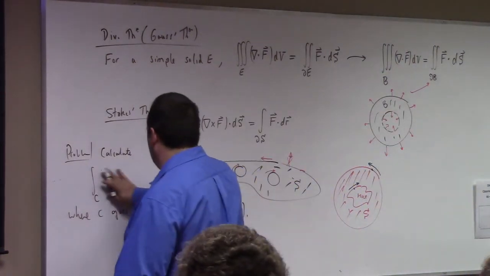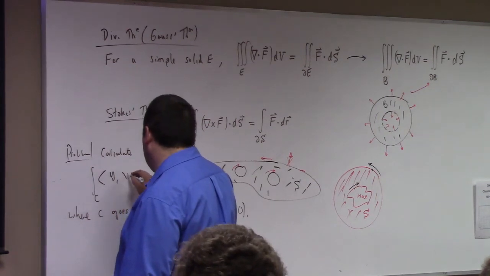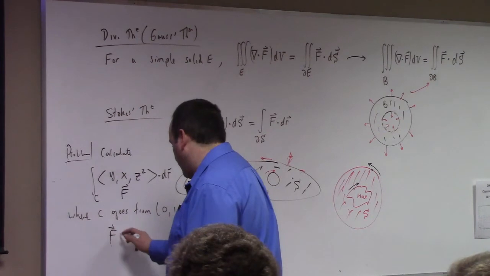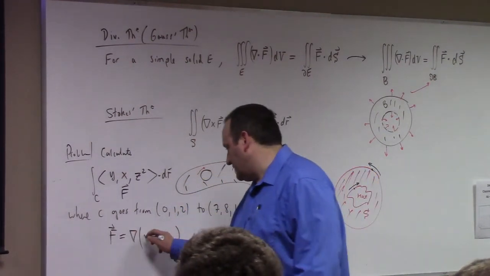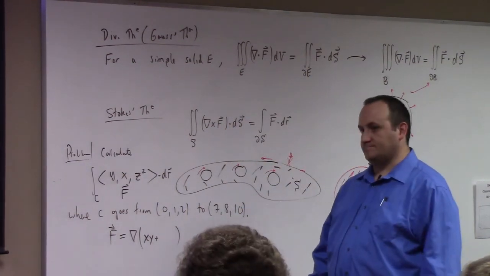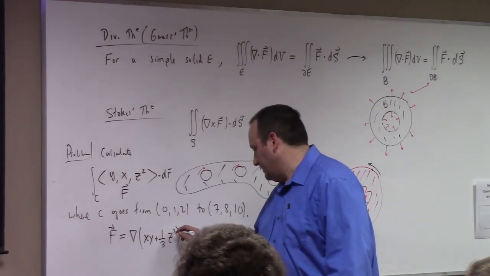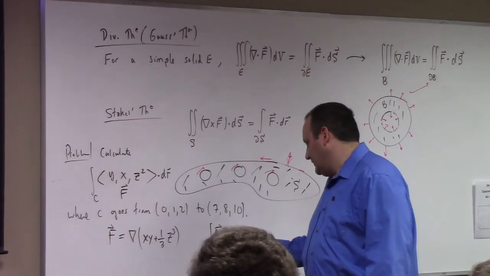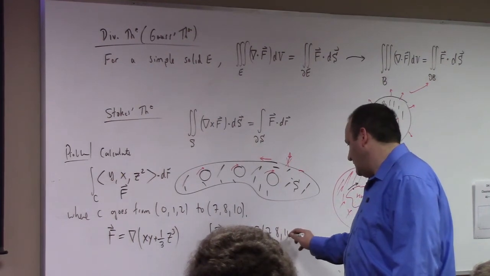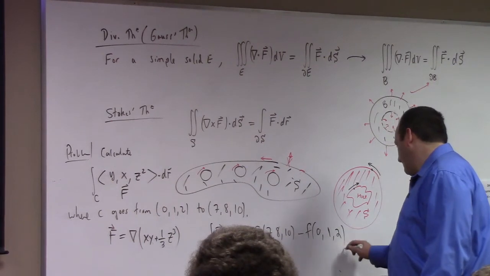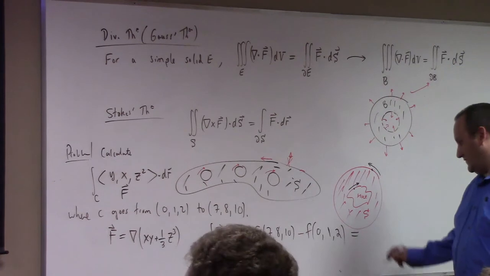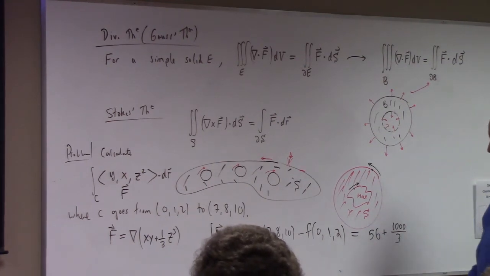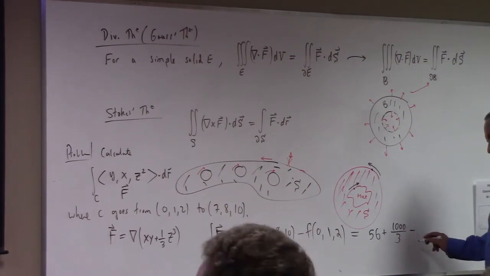For example, if F was, say, (y, x, z squared), you're like, aha! This vector field F is the gradient of what? xy plus one third z cubed. So when I integrate F dot dr over that curve, I can just take F of (7, 8, 10) minus F of (0, 1, 2). Then you plug in whatever that is: 56 plus 1000 over 3, minus something that doesn't matter, 8/3. Yeah, there you go.